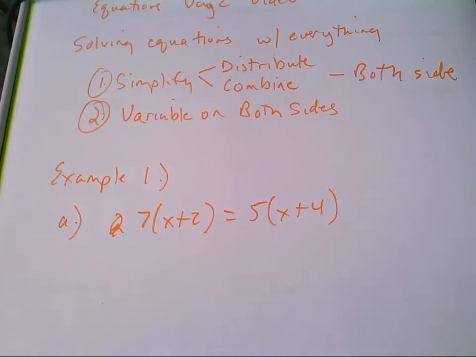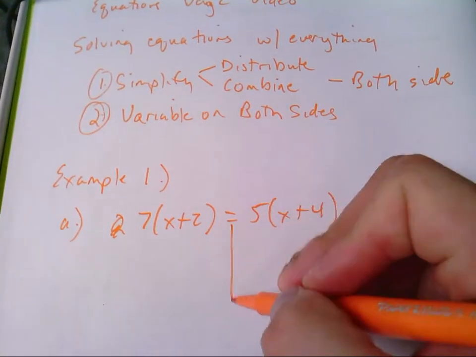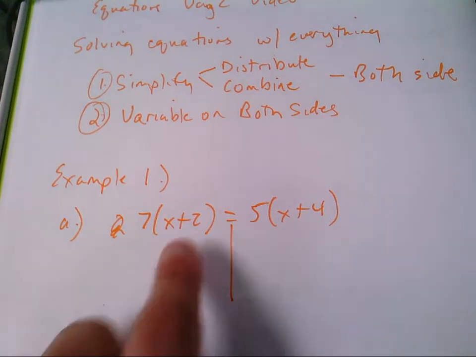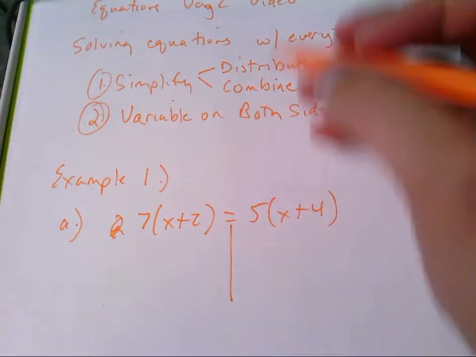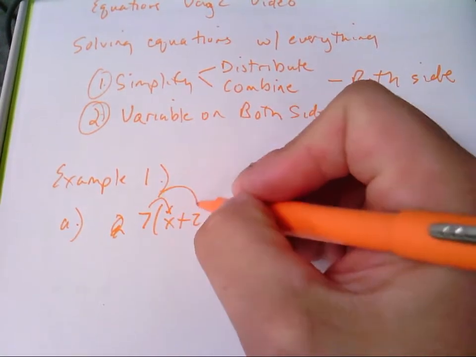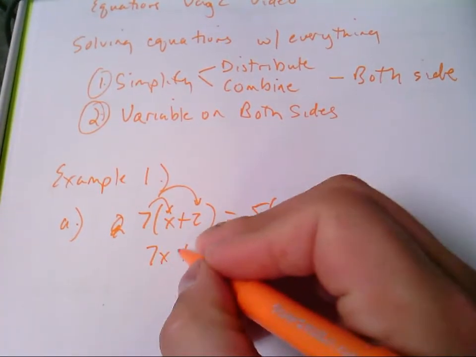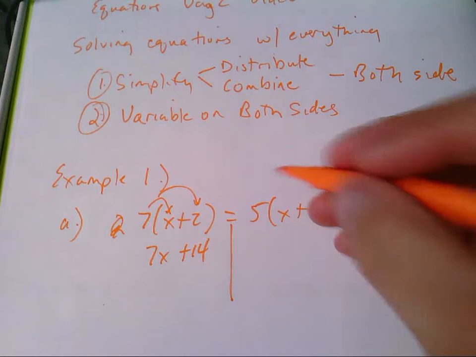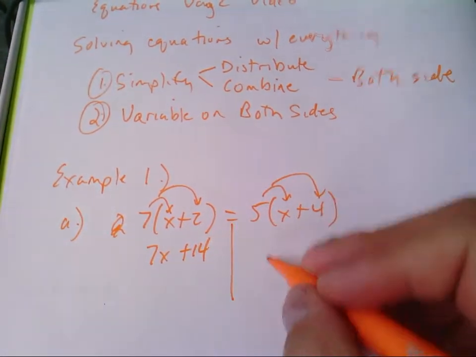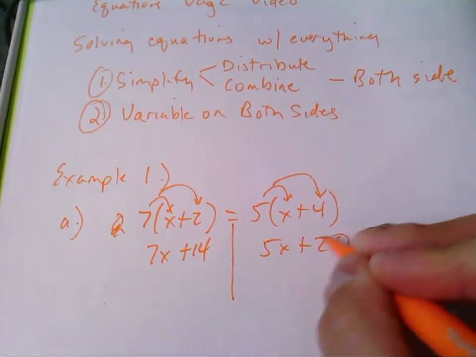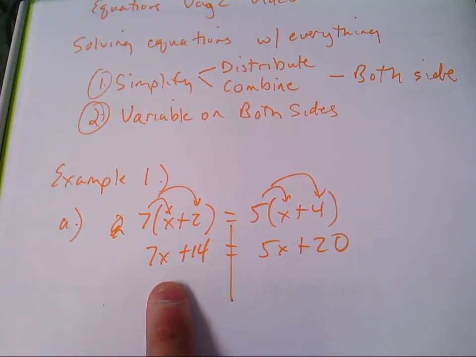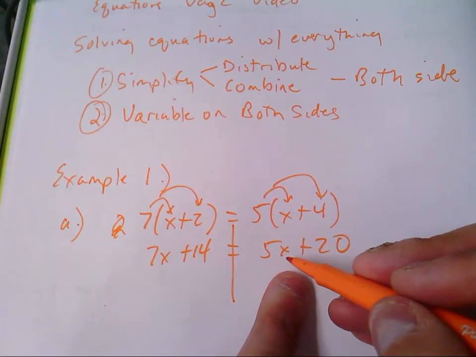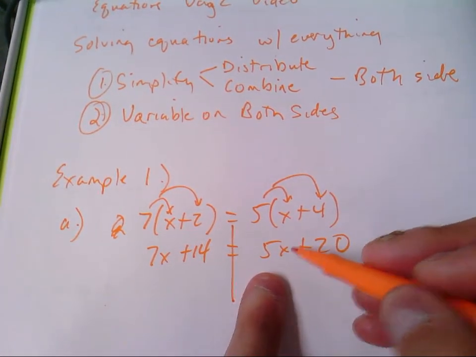All right, so the first thing I'm going to do is simplify. So I'm going to split this down the middle just like I normally would. I've got some stuff on the left and some stuff on the right. So I'm going to simplify both by distributing. So we get 7x plus 14. Here we distribute the 5, and we get 5x plus 20. Right? Okay, so now that we've looked on the left side, no like terms to combine. And keep in mind, when they're on separate sides, we can't just put them together.